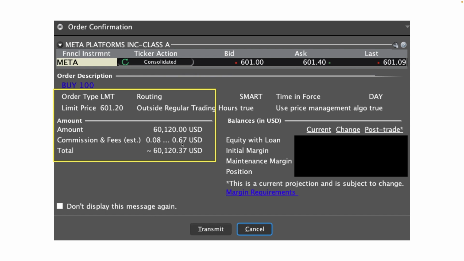If you find this part annoying, you can also click this checkbox to let the software know that you don't want to see this confirmation page anymore. It will directly transmit your order. However, I don't recommend doing that. Usually, it's good practice to always check that the price is what you want, to avoid any surprises. And once everything is ready, you can click the transmit button.